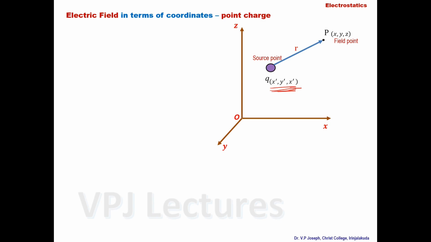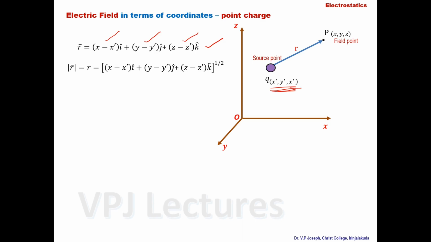The source is always taken at the primed coordinates. The distance between the source point and the field point is given by the vector R, and it is given by the expression R = (x − x')i + (y − y')j + (z − z')k. That is the distance.